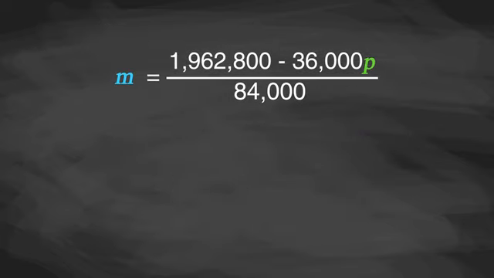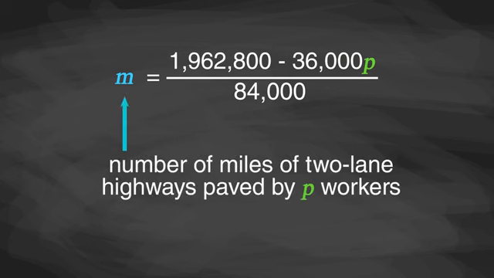What does this solution represent in the equation? M gives the number of miles of two-lane highways that can be paved while hiring P workers and remaining within the budget.